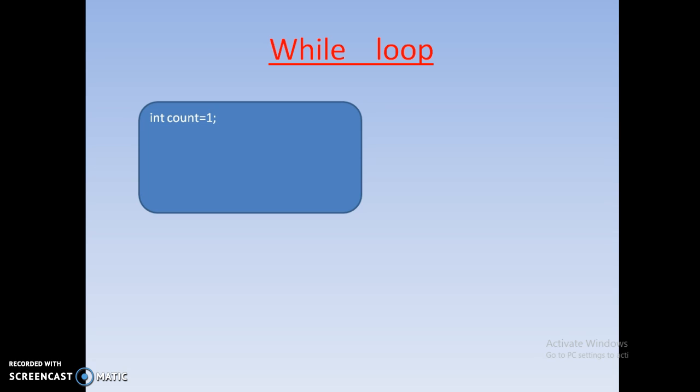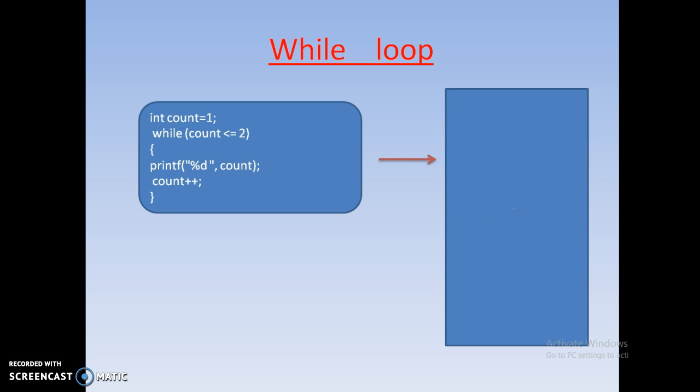Now let's see an example for while loop. First we declare a variable count and assign a value 1 to the count, while count must be less than or equal to 2. Within the body of the while loop, count is printed and count is incremented by 1. Now let's see how it will work.